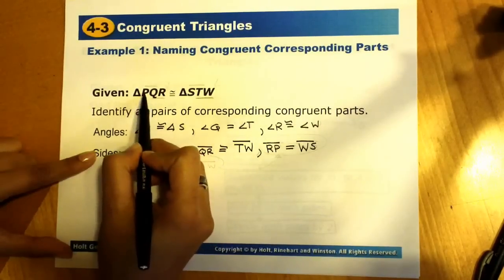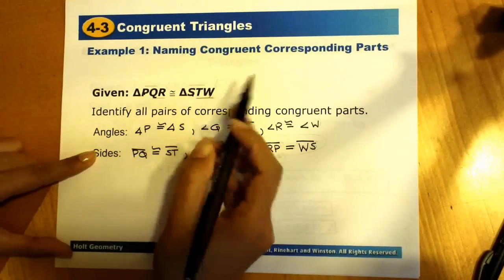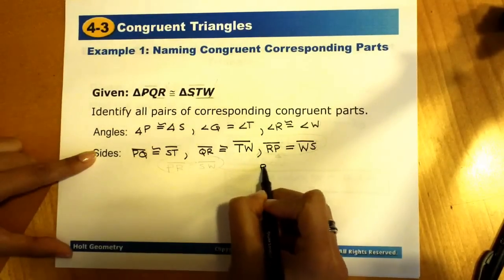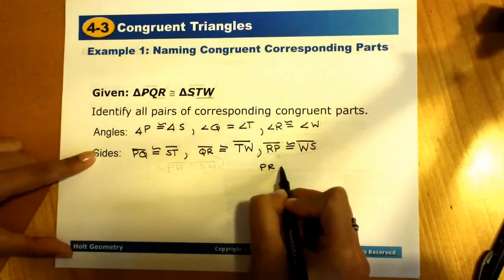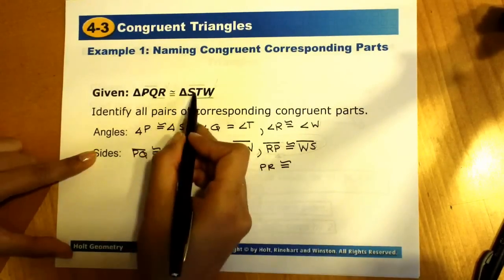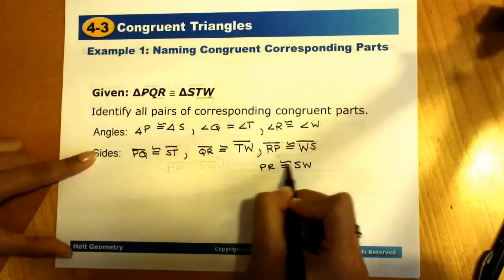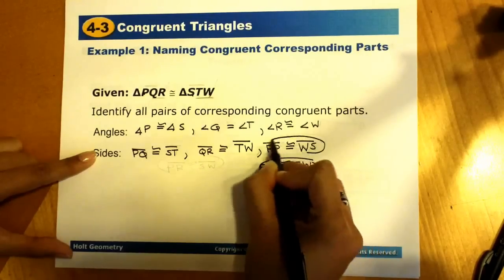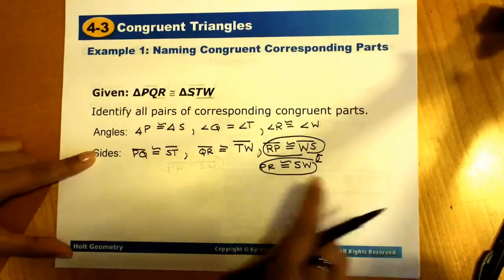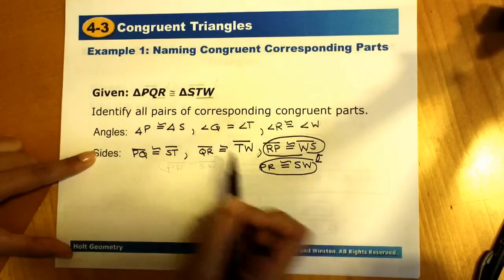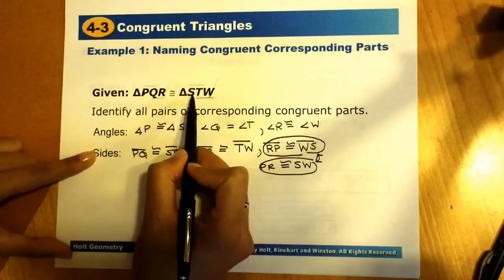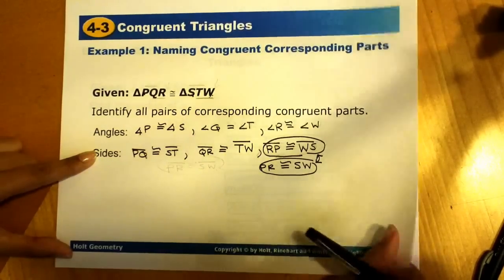Now because I went RP, I also had to go WS. If you tried this on your own and you went PR, that is congruent to SW. These two things are the same. They're interchangeable. So either one of those is fine as long as you continue to go in the same direction. If I start with the first and go to the last, then I have to start with the first and go to the last.